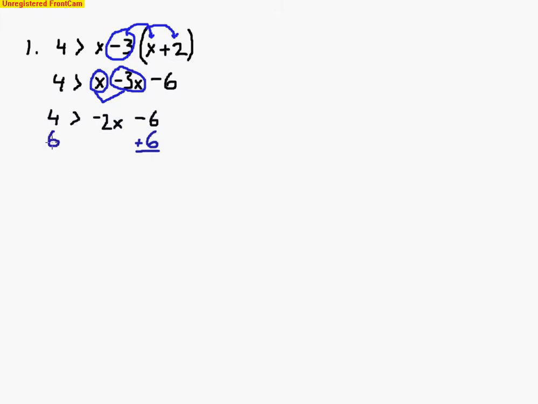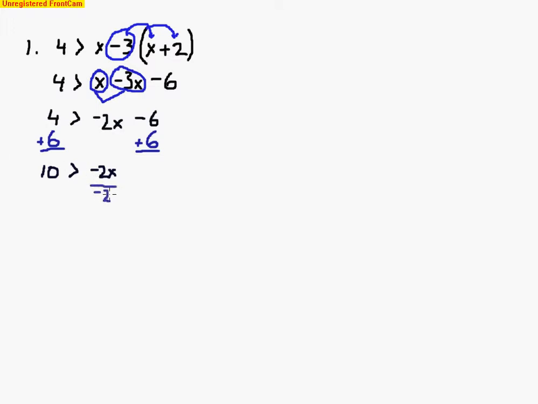And so when I add 6 to the other side, I end up having to add those two numbers because they are the same sign, which gives me 10. Bring down that inequality sign, and I have to bring down that negative 2x. Again, another error people make is they forget to bring down the negative. So from this point, we go ahead and divide by a negative 2.